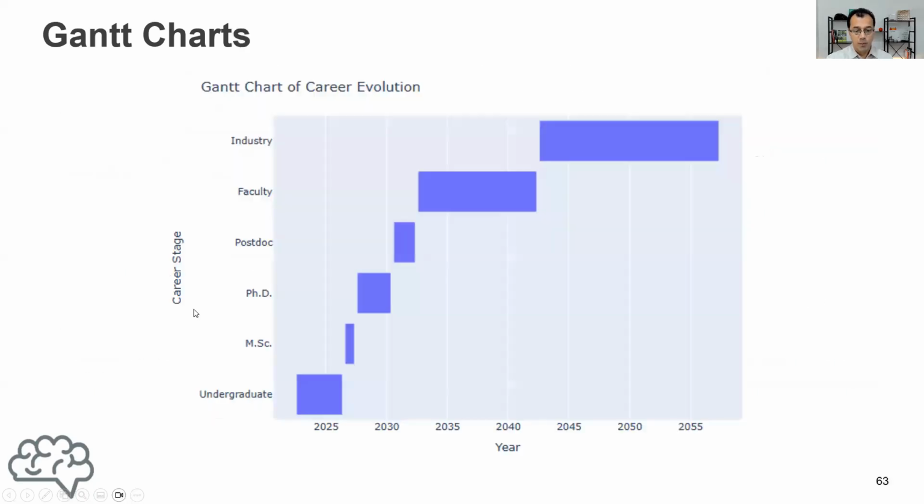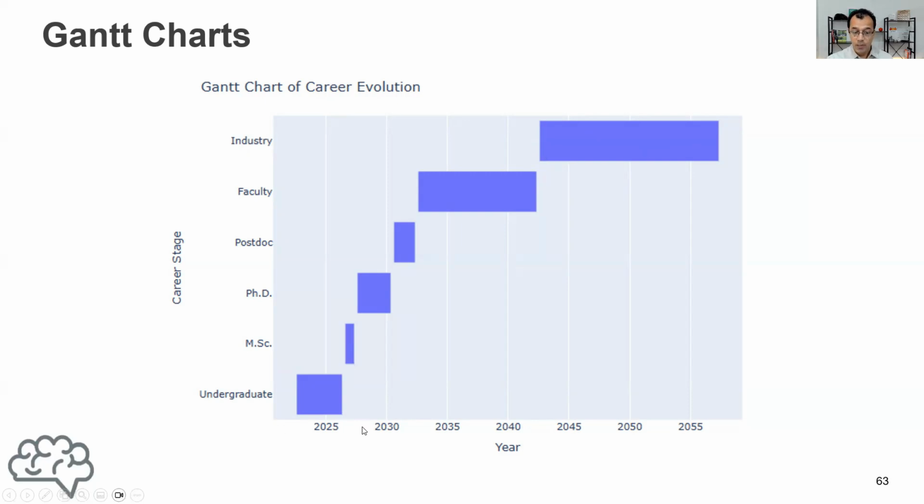Let's play, for example, with the same context that we played with the Sankey chart. In the Sankey chart, we were showing the movements from one stage to another. And here I am showing the timelines, the progression of the moves between the different steps. So I'm saying that, I don't know, by the end of this decade, you're going to finish your bachelor's, then you're going to take a couple of years in your master's, then 3 or 4 years in your PhD, a couple of years in your postdoc, you spend some years as a faculty, and then you will retire after working many years in the industry.